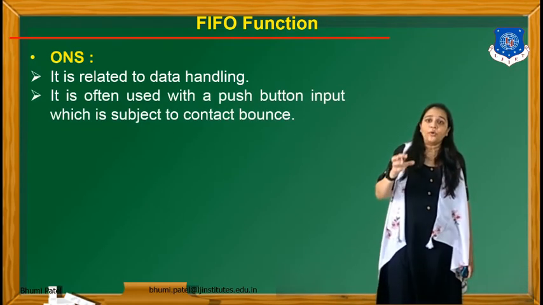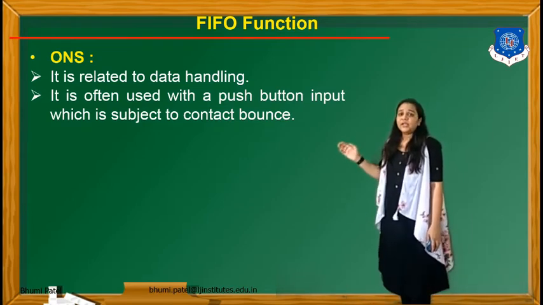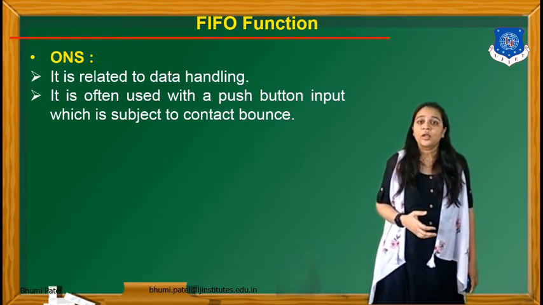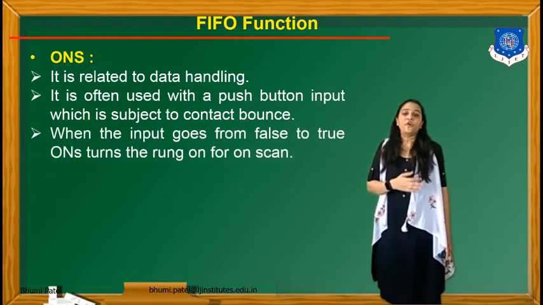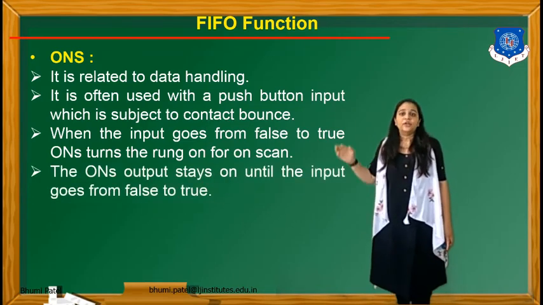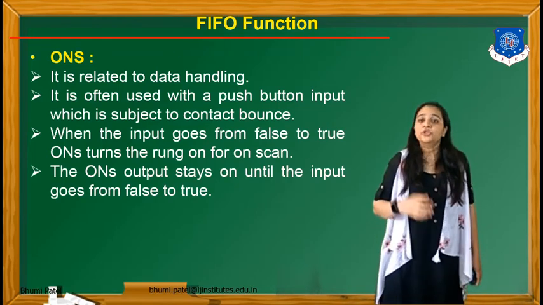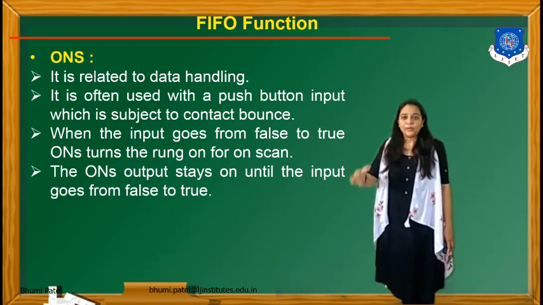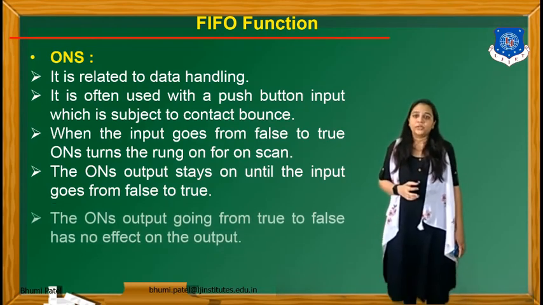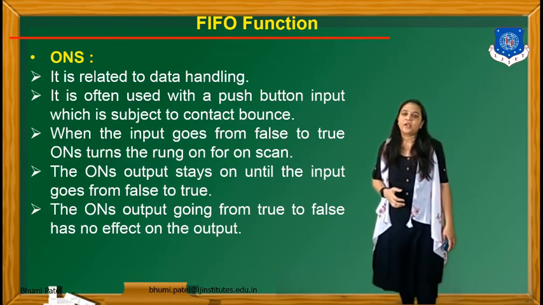The first one is the ONS. It is related to the data handling function. It is often used with a push button input which is subject to contact bounce. When the input goes from false to true, ONS turns the rung on for one scan. The ONS output stays on until the input goes from false to true again. So whenever the input is energized or becomes true, at that time ONS will be on. Okay, so the ONS input going from true to false has no effect on the output.